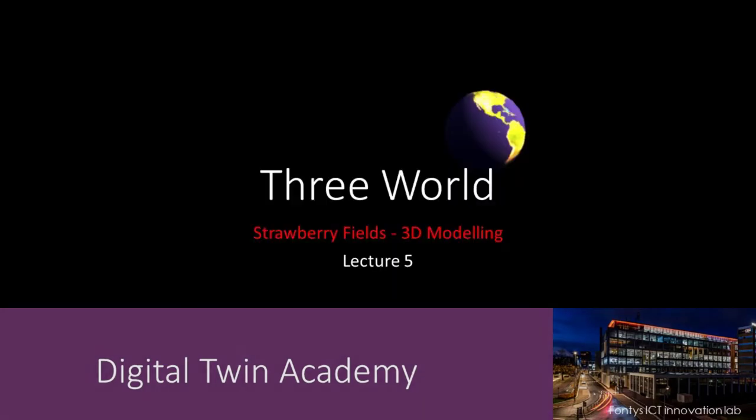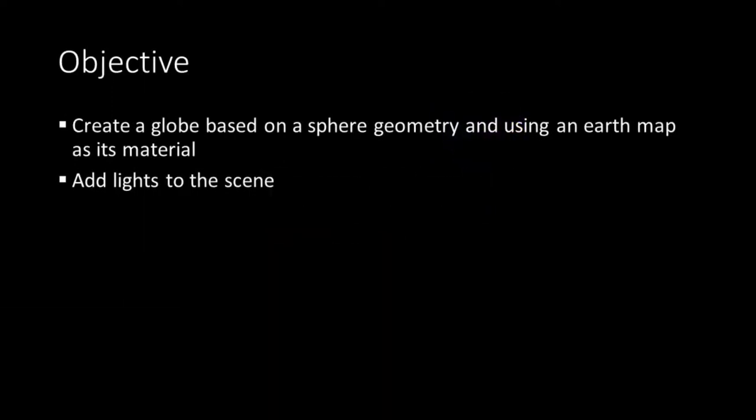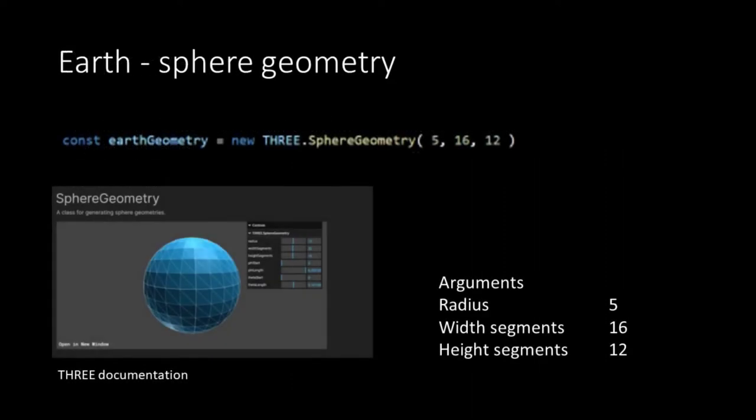Welcome to Lecture 5. In this lecture, we will create a globe based on a sphere geometry using an Earth map as its material. We will also add lights to our scene. To create the Earth, we are going to use one of the other standard geometries of Three.js, the sphere. The sphere geometry takes in several arguments. The first one is the radius, and the second and third one define how detailed our sphere will be.